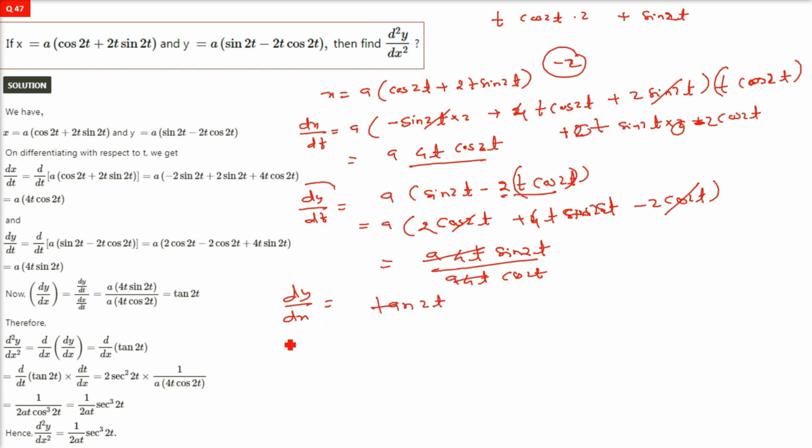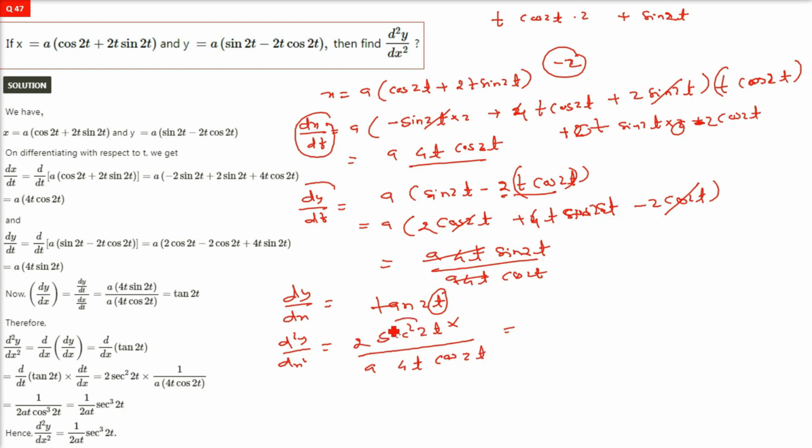Next one is d2y by dx2, that is differentiation of this one. Tan 2t, you already know it is going to be sec square 2t, and differentiation of 2t is going to be 2. So this gives you 2 sec square 2t, but you are differentiating with respect to x, not with respect to t. So when you have a t on the right hand side, you have to include dt by dx also. We already know dx by dt, which is computed to be 4t cos 2t. You just have to divide by it, because you have to write it here as dt by dx.